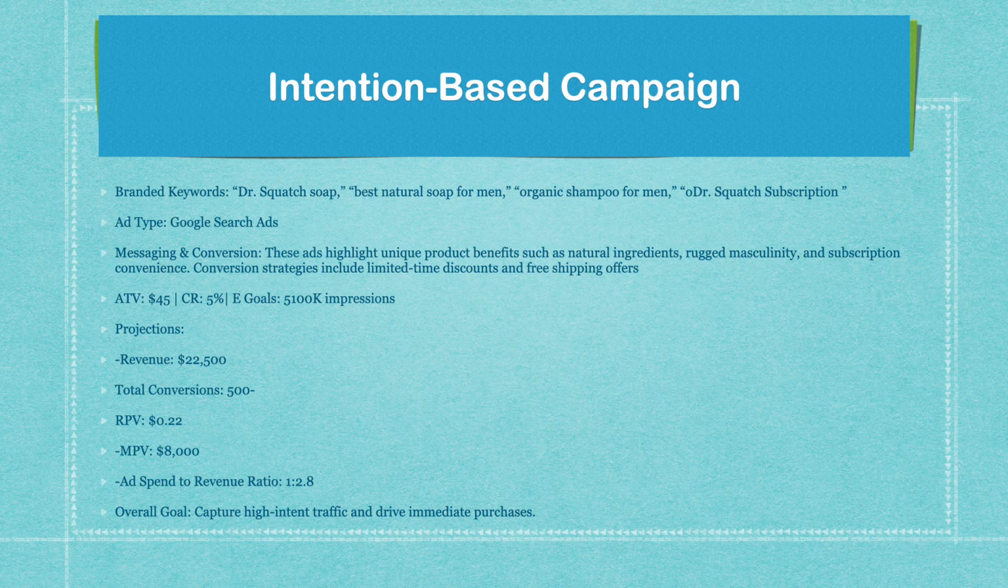The messaging and strategy: these ads highlight unique product benefits such as natural ingredients, rugged masculinity, and subscription convenience. Conversion strategies include limited time discounts and free shipping offers. Our goal is to reach an average transaction value of $45 with a conversion rate of 5%. Our goal is 100,000 impressions with a projected estimated revenue of $22,500 and a total conversion of 500.